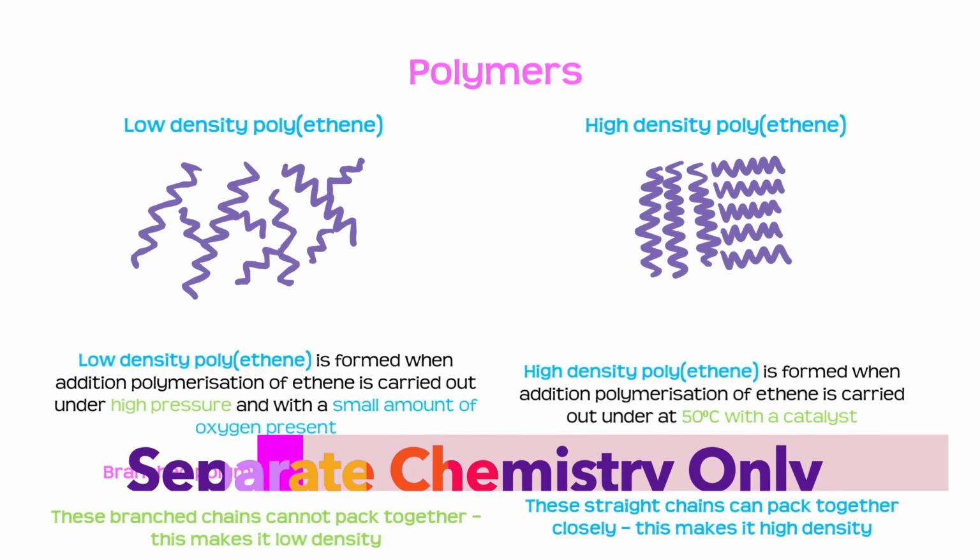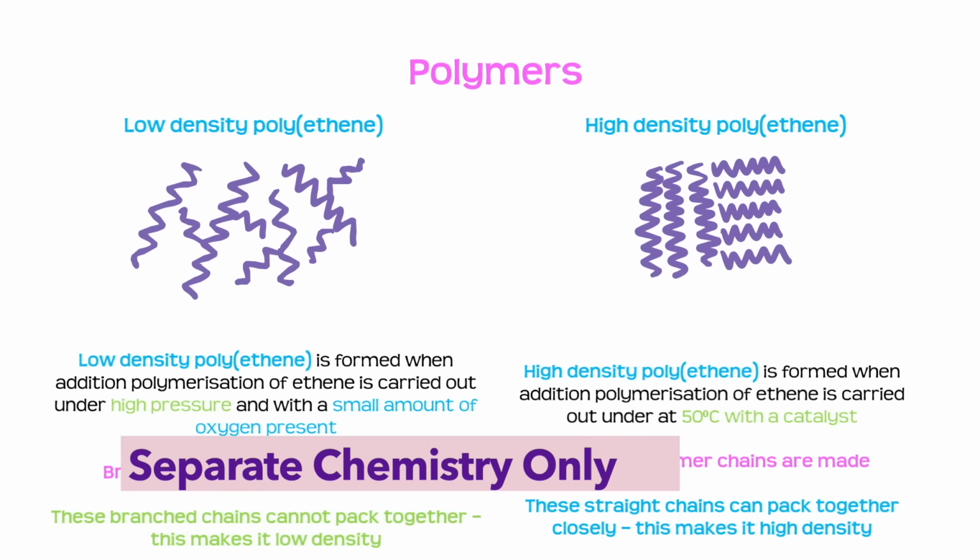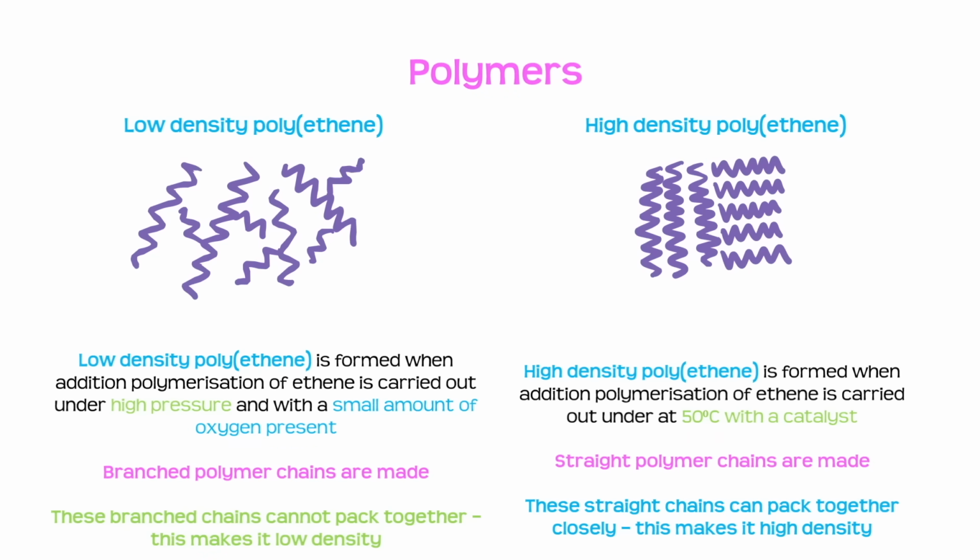In this topic, we need to know the difference between low-density polyethylene and high-density polyethylene. Well, low-density polyethylene is formed when addition polymerization of ethene is carried out under high pressure and with a small amount of oxygen present. As a result of these special conditions, we make branched polymer chains. Now, these branched chains cannot pack together, and this gives us our low-density polyethylene.